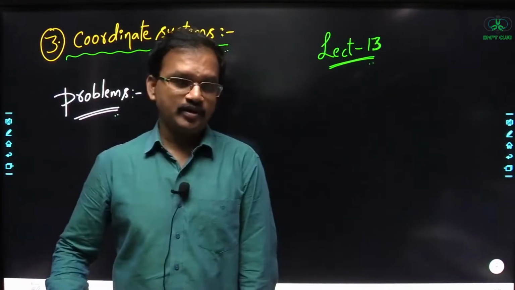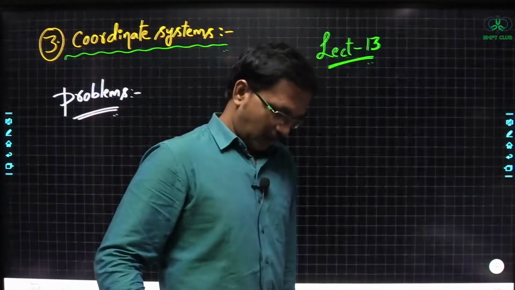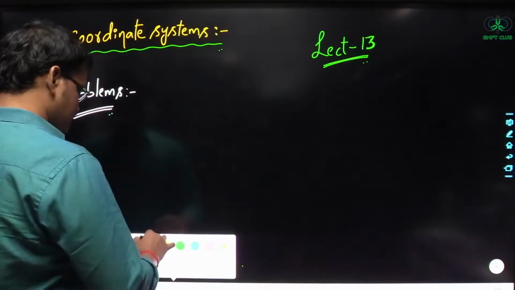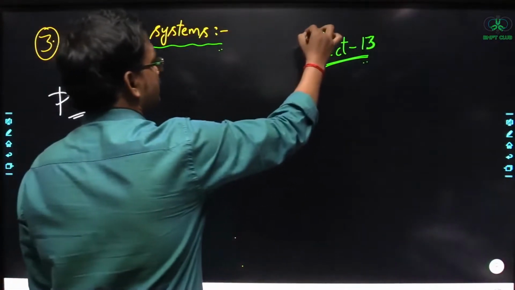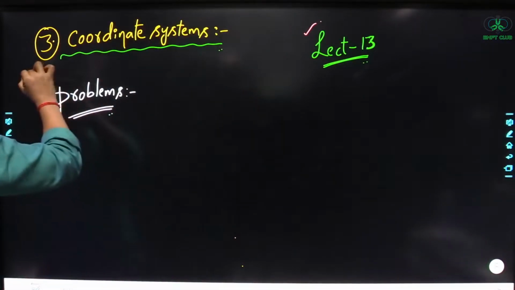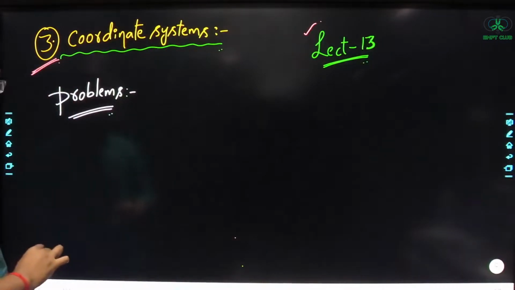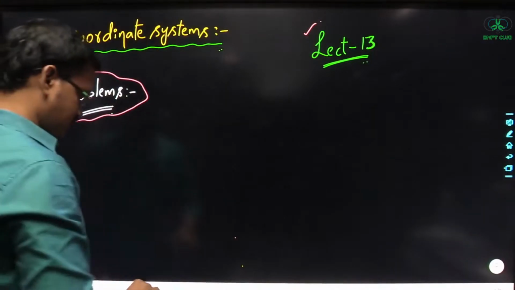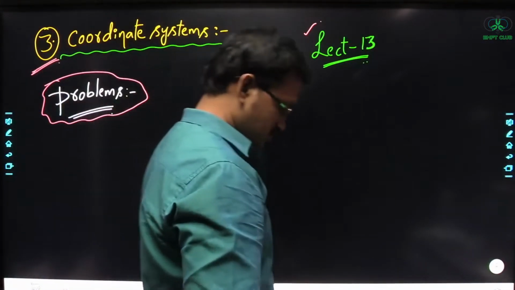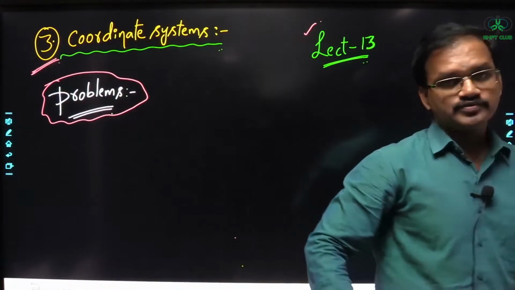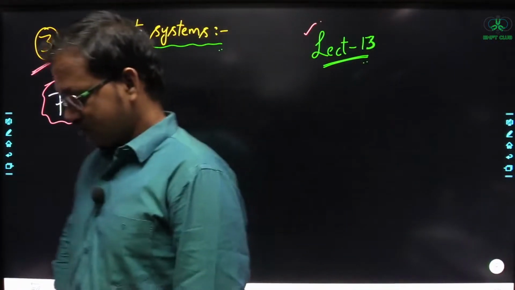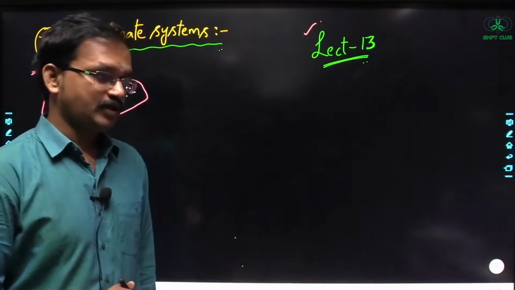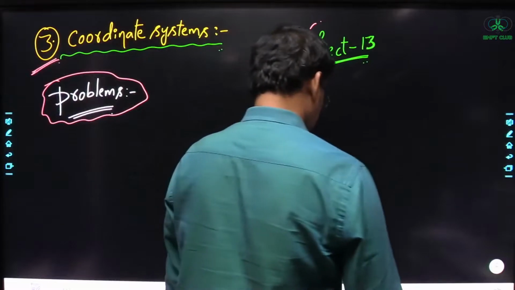Hi everyone, we have successfully completed 12 lectures, and this is lecture number 13. We are continuing with the third chapter, coordinate systems. So we are solving some problems based on coordinate systems. In this lecture we try to solve some more problems on the coordinate systems. This is most probably the last lecture for coordinate systems, that is, for the third chapter. So now see here.